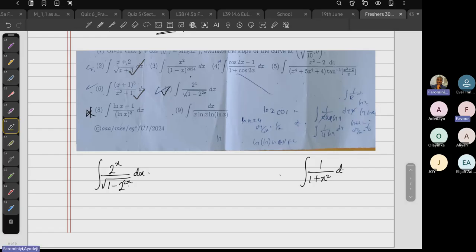What is the integral of 1 over 1 plus x squared? Is it 1 over 1 plus x squared or 1 over x squared? 1 over 1 plus x squared. That's tan inverse of x. Good, tan inverse of x.